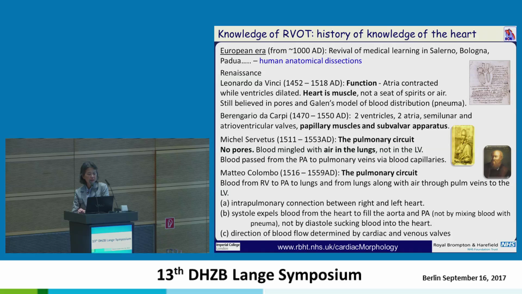Then comes the European era, and then the Renaissance period, these very famous medical schools, Salerno, Bologna, and Padua, and these very important findings by the anatomists in those days attributed function of the heart: the atria contracted while the ventricles dilated, and recognized that the heart is made of muscle, not a seat of spirits or air. And we moved on to Servetus and Colombo, and I think both of them probably described the pulmonary circuit simultaneously in that era. It's very difficult to say for sure who got there first.